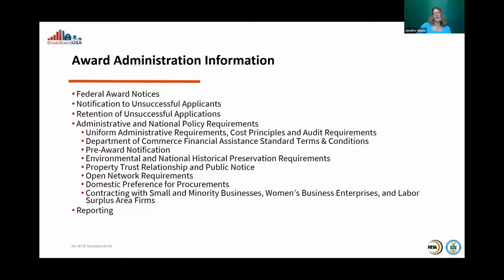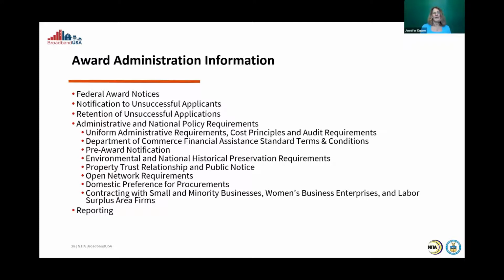And this just highlights a couple of just award administration information that will be applicable to awardees. So applicants that we do fund under this program will receive a federal award notice. It'll be from the National Institute of Standards and Technology, NIST, which is our grants office under this program. We will, of course, notify applicants that are not successful in receiving an award. But if you do receive an award, there will be certain administrative and national policy requirements that you have to adhere to.